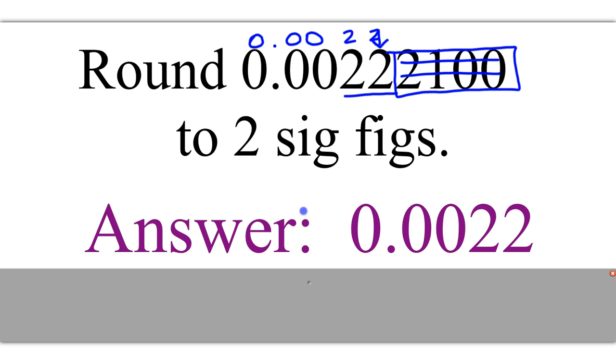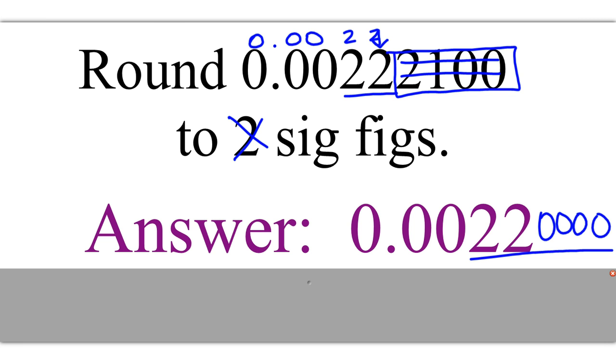If we were to change those last 4 numbers to zeros, then we would have trailing zeros after a decimal. 1, 2, 3, 4. And this would actually be 6 significant figures, which is not the 2 sig figs that we are being asked to give.